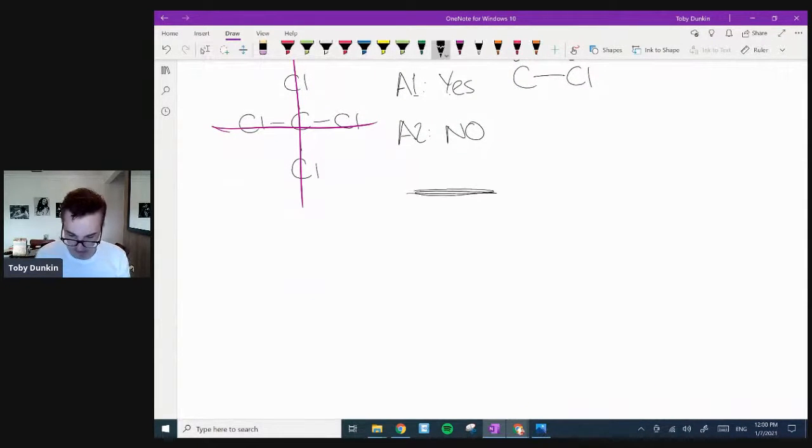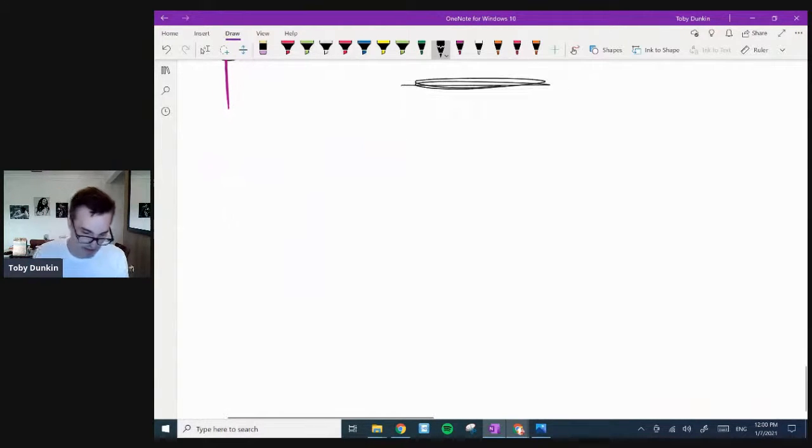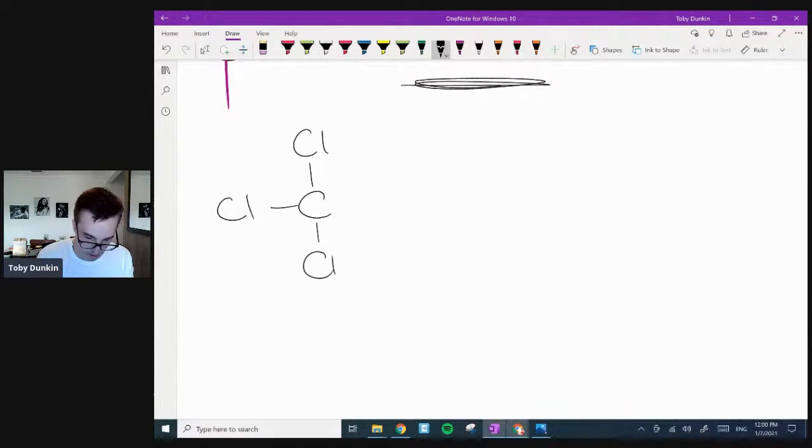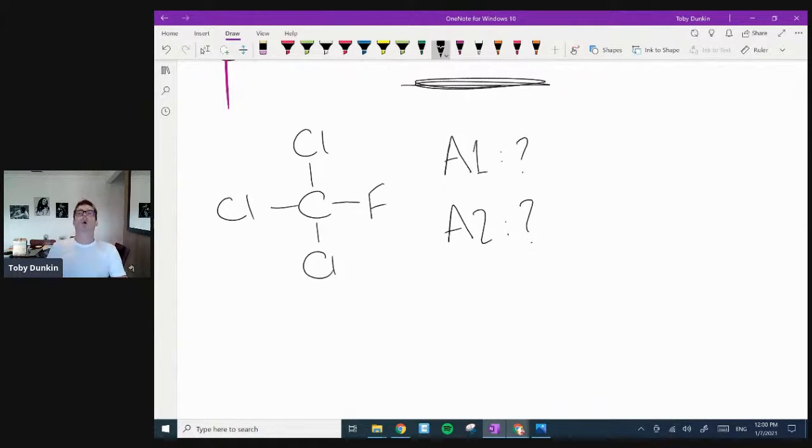Let's try another one. I love this game. Such a fun game. Let's try this one out for size. What about this one? This is trichlorofluoromethane. So answer question number 1: do I have polar bonds? Answer number 2: am I a polar molecule? Go. Try that one out for size.